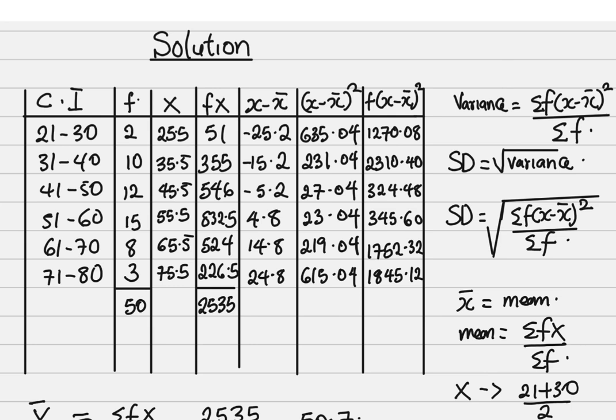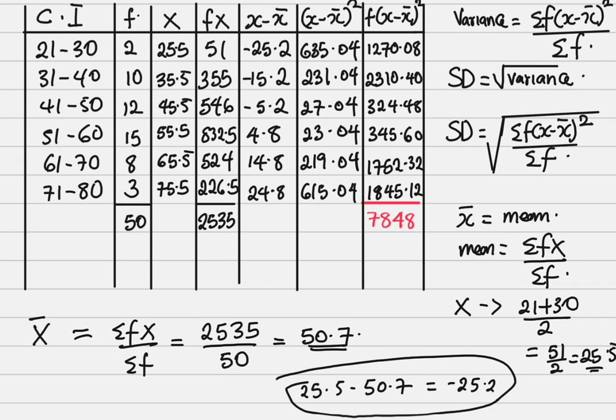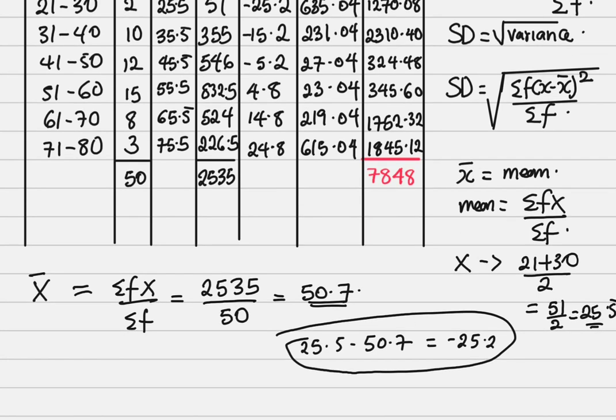Now, since we have this, the next thing to do is to get the summation of what we actually want. Now we need this, very important. So you pick your calculators, you work it out. Now, having this, you are going to have 7,848. So we are good to go.